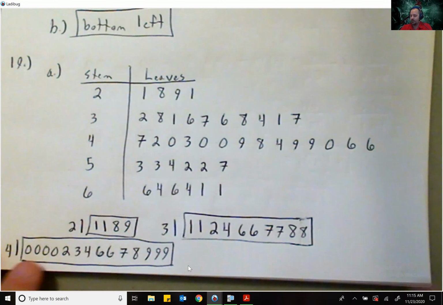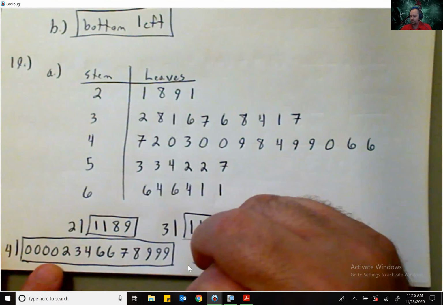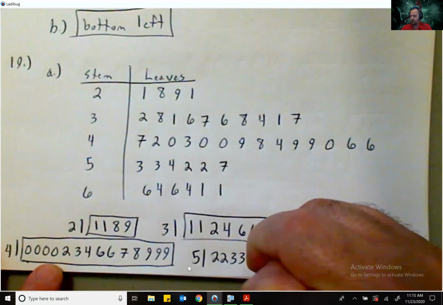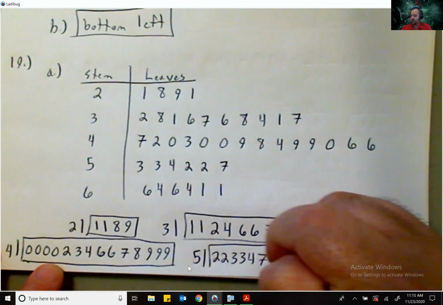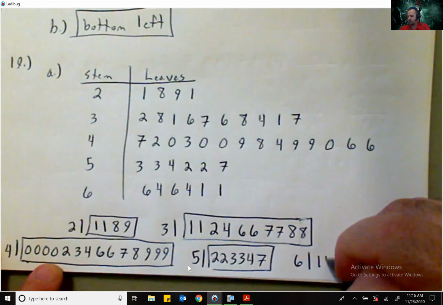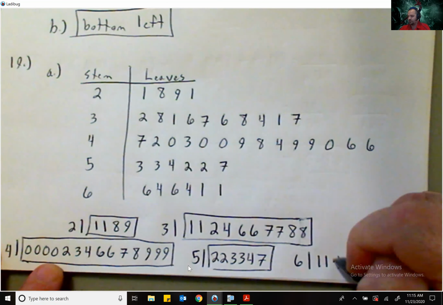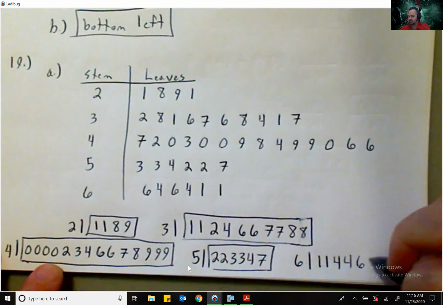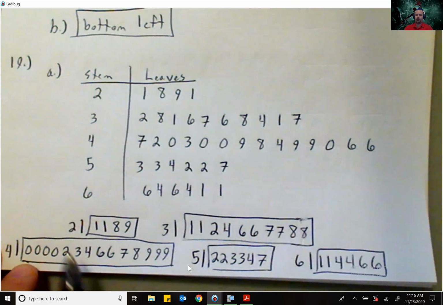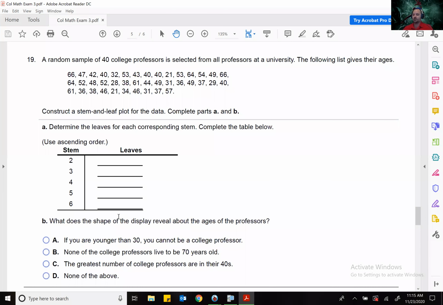Good. All right, and the 5s. So 2, 2, 3, 3, 4, 7. And your 6s. 1, 1, 4, 4, 6, 6. And there we go. Those are the numbers that will go in those blanks. Right there. So part B says, what does the shape display?